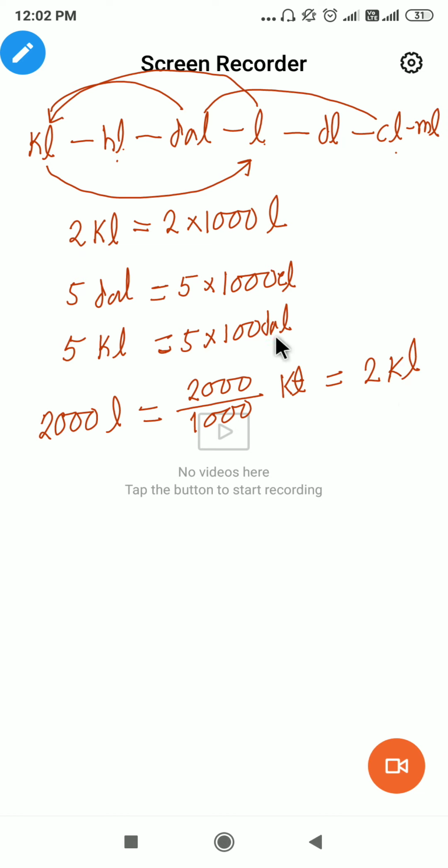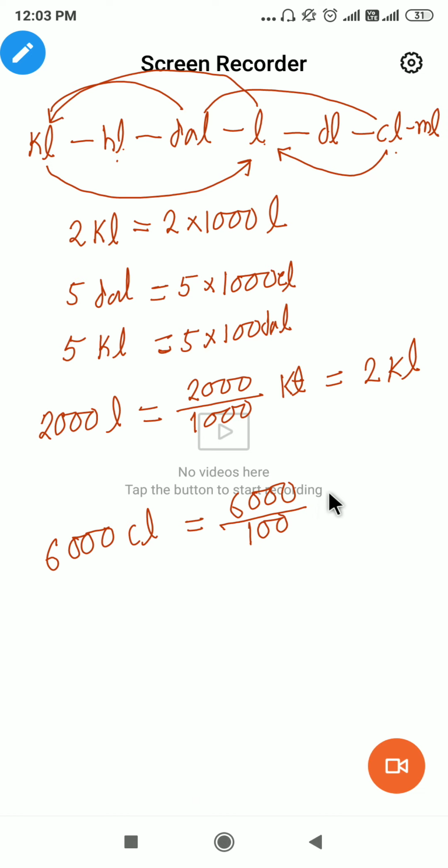kiloliter. Understood? Suppose you want to go from centiliter to liter. So what to do? Suppose 6000 centiliter is given. You want to go to liter. How many rooms are there? 1 and 2. That means you have to divide with 100. Why are we dividing? Because you are going in the backward direction. So this will convert it to liter, and this will be 60 liter.